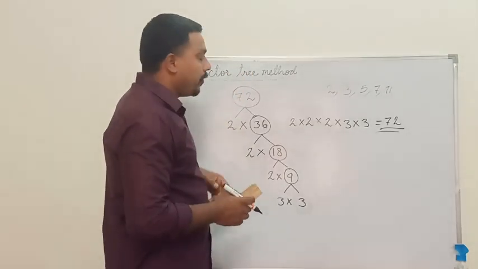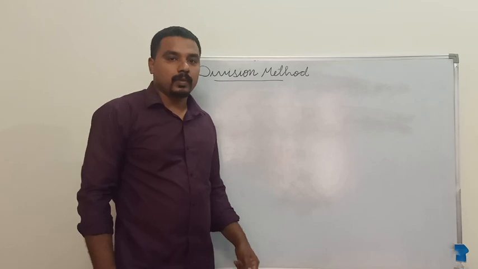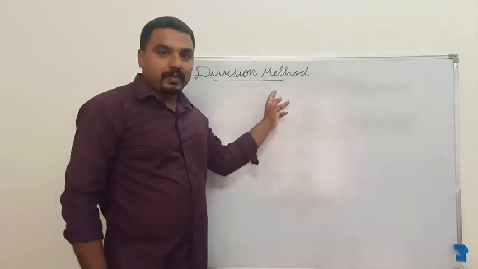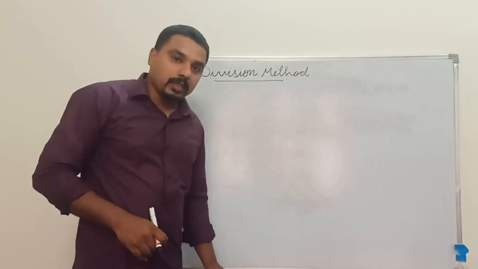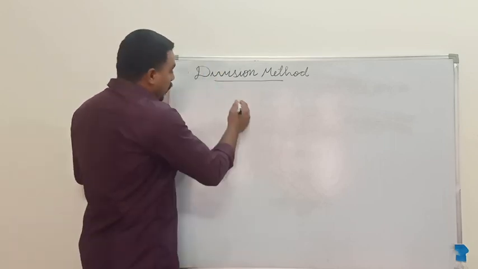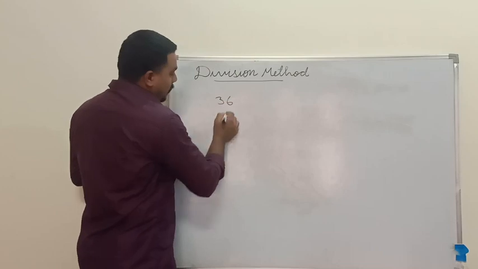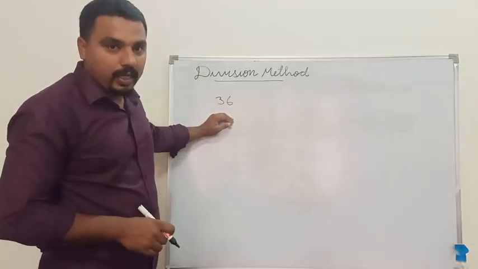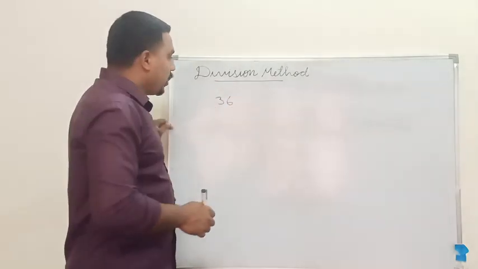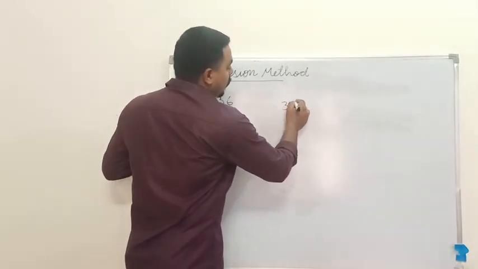Now moving to the next point. Division method. Division method is another method to find out the prime factors. For example, number 36. We need to factorize this 36 by using the division method. So let us see how to do this.